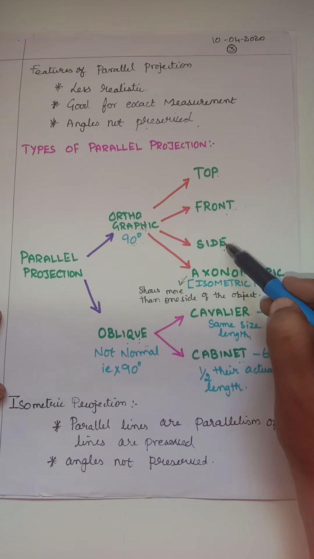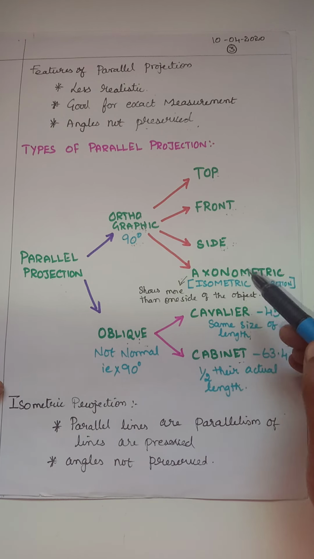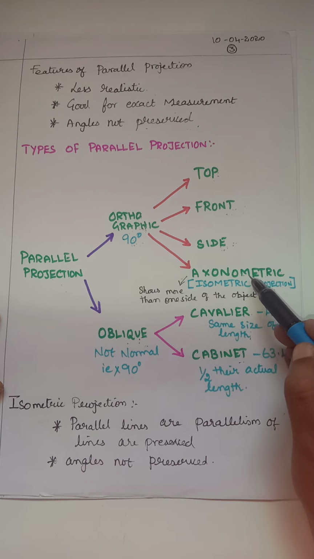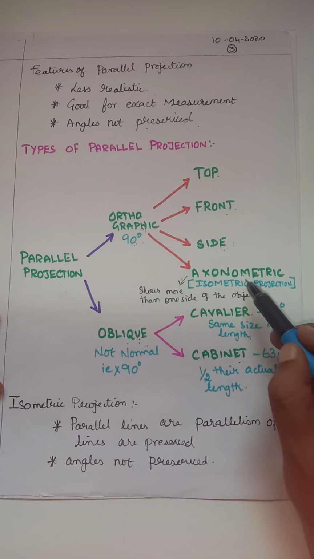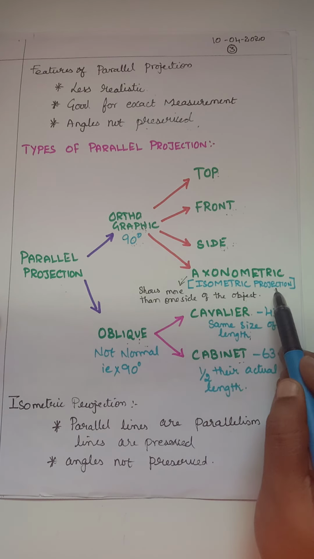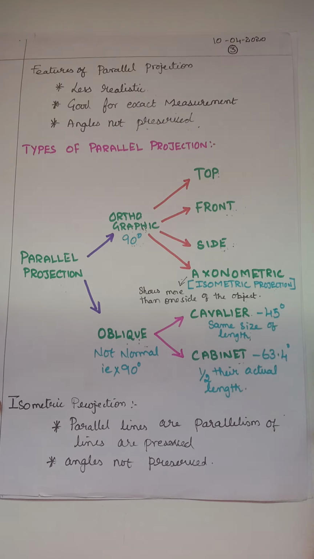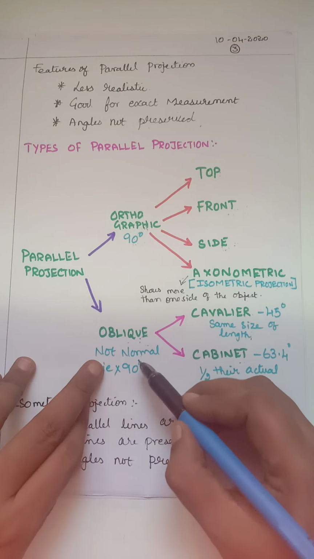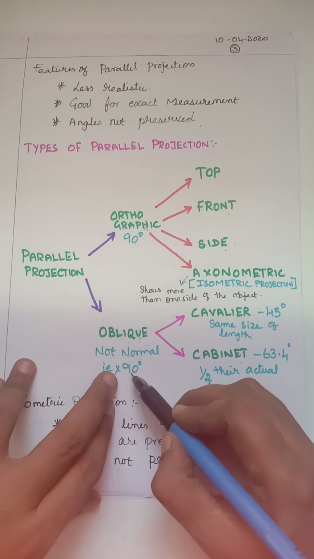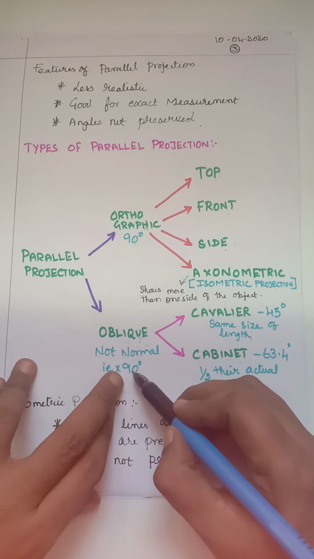In all these three cases, top, front and side, it will not show more than one side. But in axonometric projection, it shows more than one side of the object, even at 90 degrees of incidence. It comes under isometric projection also, which shows more than one side of the object. Oblique projection need not be at 90 degrees of incidence on the view plane. Then what angle may it use?